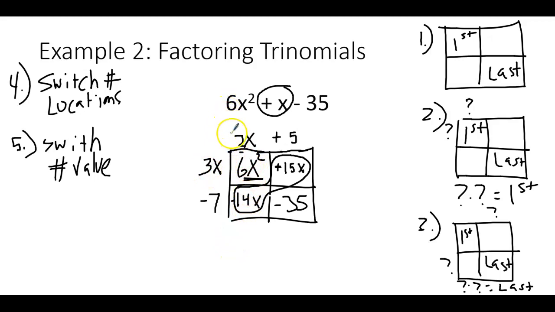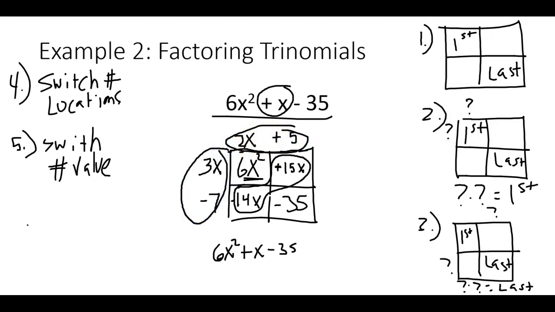Let's just triple check our work really quick here. 3x times 2x is 6x squared. 3x times 5 is 15x, and negative 7 times 2x is negative 14x, and negative 7 times 5 is negative 35. So we have 6x squared. We combine these two diagonals together, and we get 1x. And then we have negative 35. So I know that I've picked the right numbers because by filling in my box, it gives me what we started with. So the proper factorization of this then is 2x plus 5 and 3x minus 7.